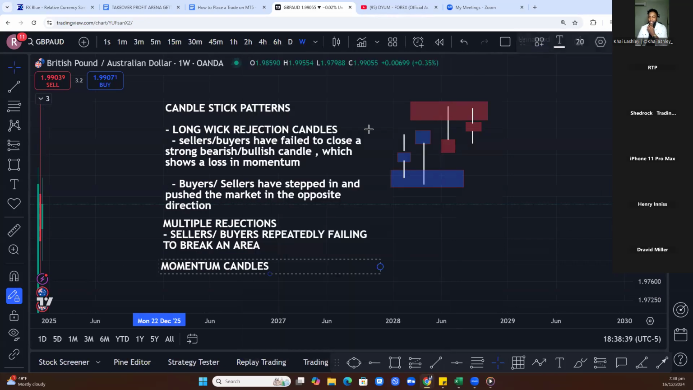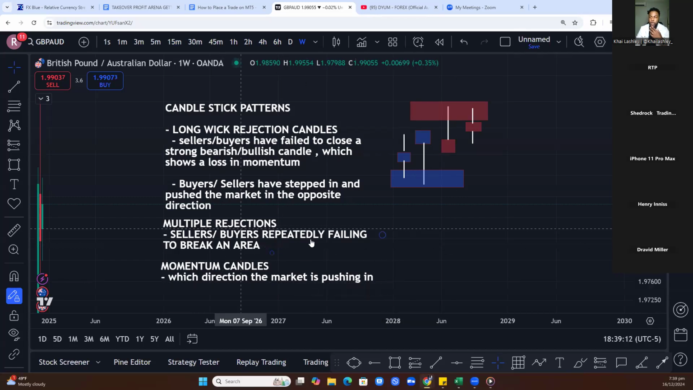So momentum candles shows you the volume in the market, which direction the market is pushing in. Keep it simple. So momentum candles, what do those look like? Once again, keep it simple here.